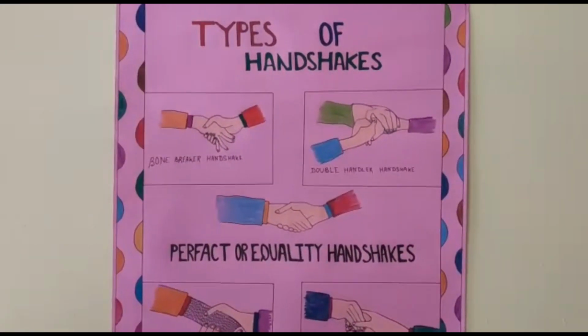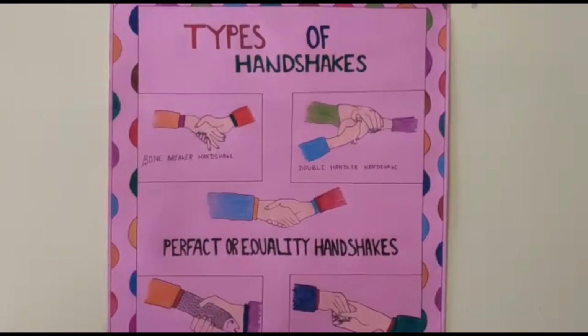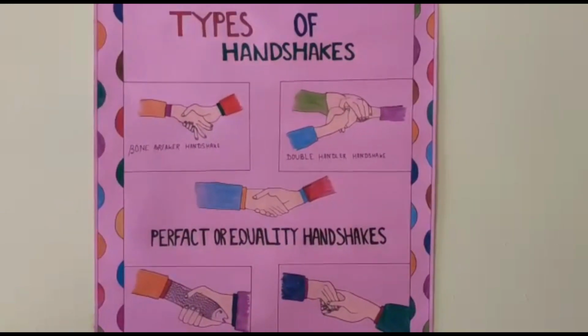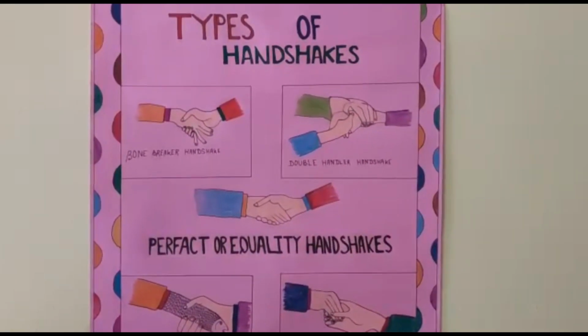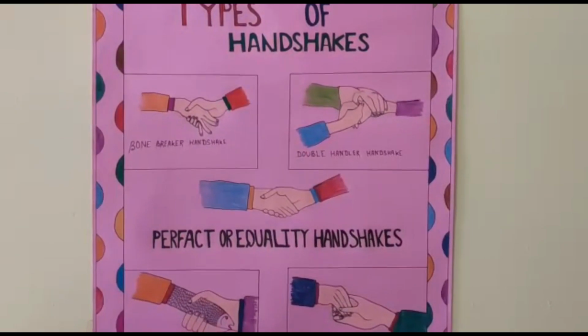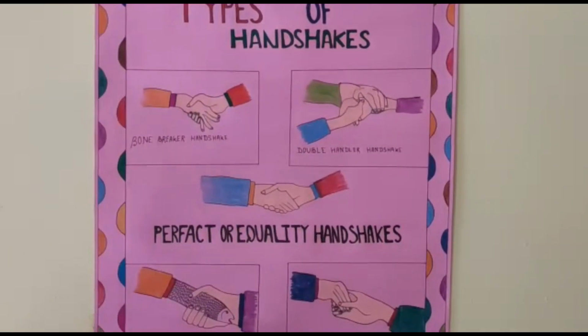At last of all, this is called the submissive handshake. One person puts their hand on top of the other person's floating hand. This is the negative handshake.